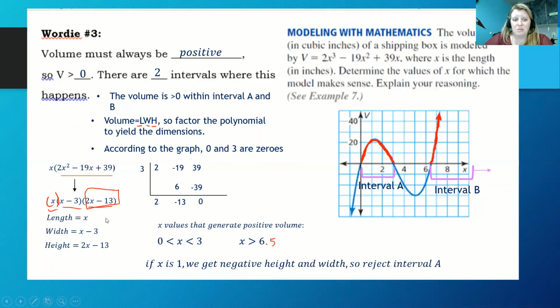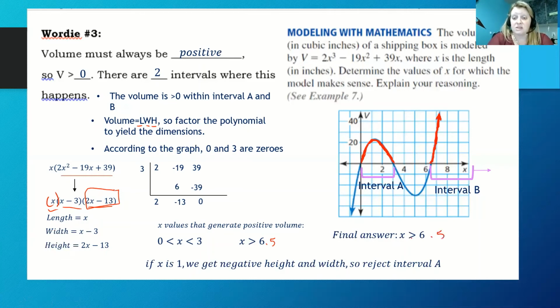So even though they multiply to get you a positive volume, the only way that's happening is if two of the dimensions are negative. That's not possible. So we are going to reject interval A, not because it doesn't make sense on the graph, but because it doesn't make sense with the dimensions. So we're going to go with x is greater than 6.5.